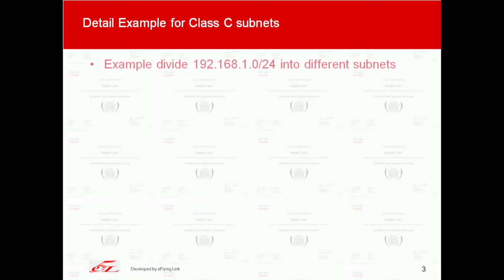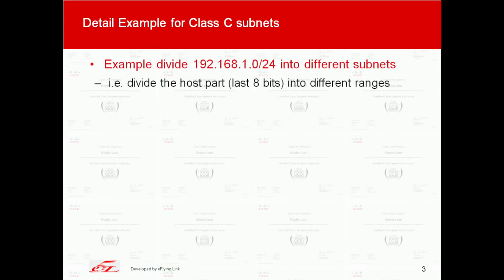Now let's see, for example, we want to divide this 192.168.1.0/24, which is a Class C network number, into different subnets. For a Class C network number, you have the last 8 bits as the host part. You can borrow some of the bits from this host part as the subnet bits to get different numbers of subnets with different sizes. You don't even care about the first 3 bytes. That means this example actually works for all Class C network numbers.